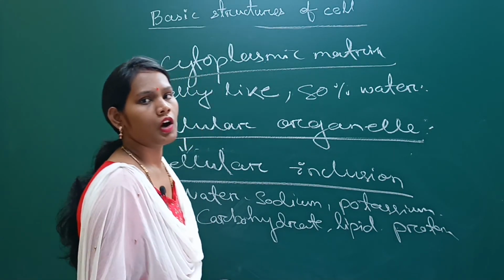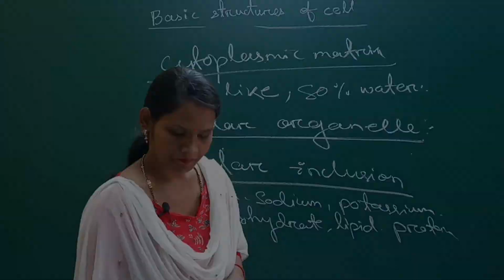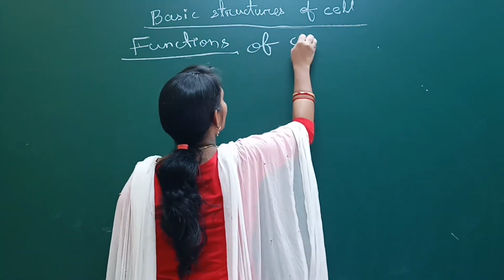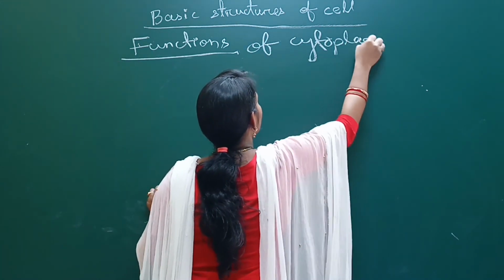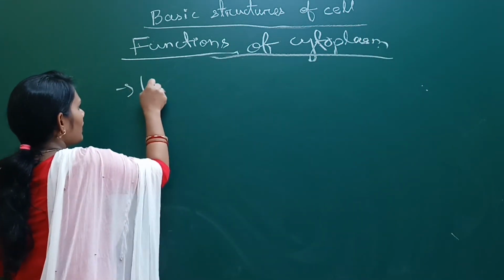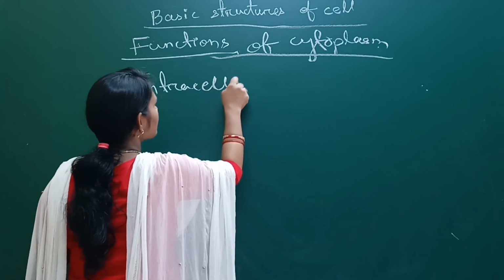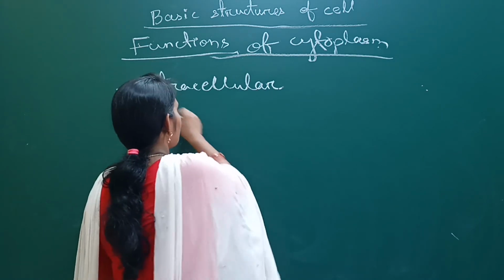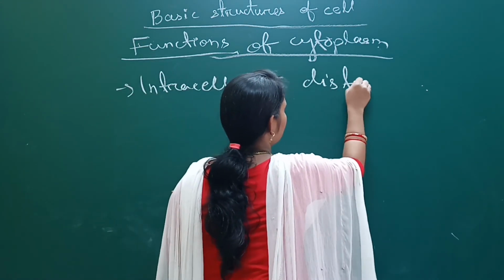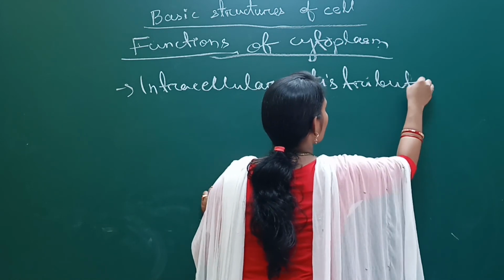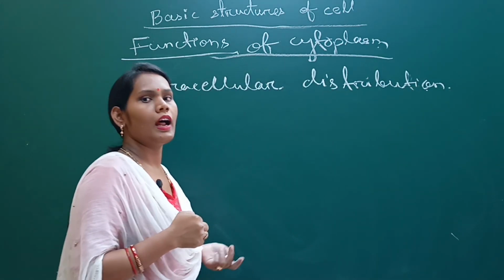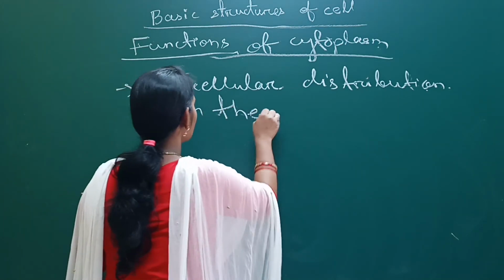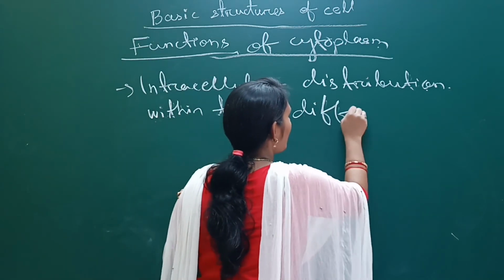Let's come to the functions of cytoplasm. Cytoplasm mainly helps in intracellular distribution of different materials, like nutrients, minerals, water, some ions, etc. So it helps the intracellular distribution within the different cellular organelles.